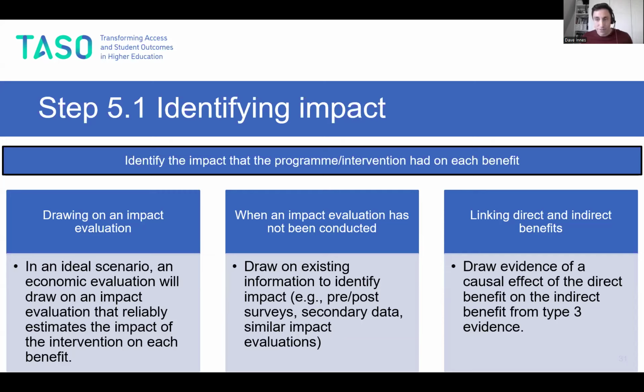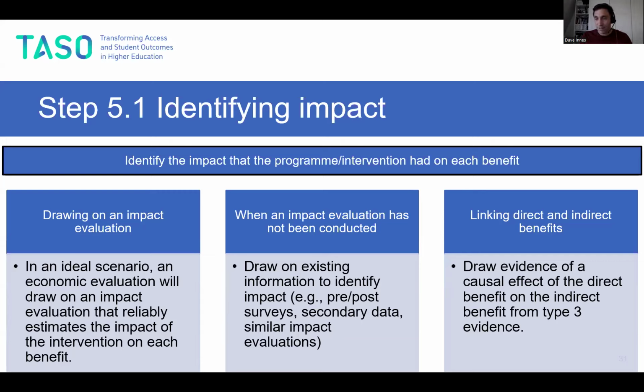So it may be we have something like a pre and post survey that can be used to identify the impact. It may be we're looking at secondary data to explore impacts, and it may be that someone has implemented a very similar intervention somewhere else, and we're able to look at what impact similar interventions had elsewhere. And I won't go into the detail here, but in the guidance, we recommend adjusting the identified impact according to the rigor of the evidence that underlies it.